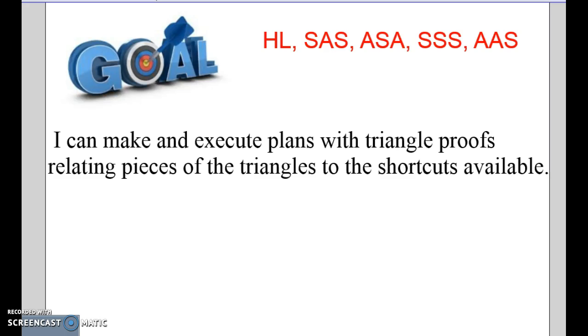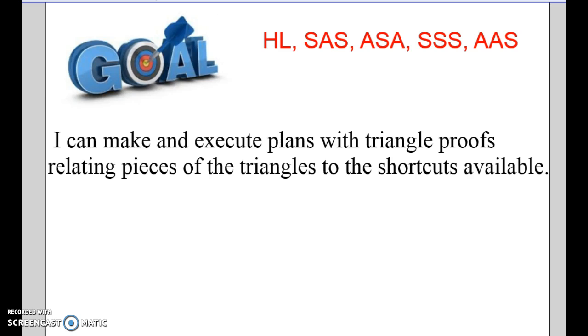Okay, so welcome. Here is our first video lesson on our triangle proofs. We're going to prove triangles congruent using the toolbox we've established for the last few days. Notice I've got those written in red across the top of my screen. HL was hypotenuse, leg; SAS, side, angle, side; ASA, angle, side, angle; SSS, side, side, side; and AAS, angle, angle, side. So those are the 5 shortcuts, that's what we called them in class, to proving triangles congruent. So we're going to figure out a plan and put this all together.